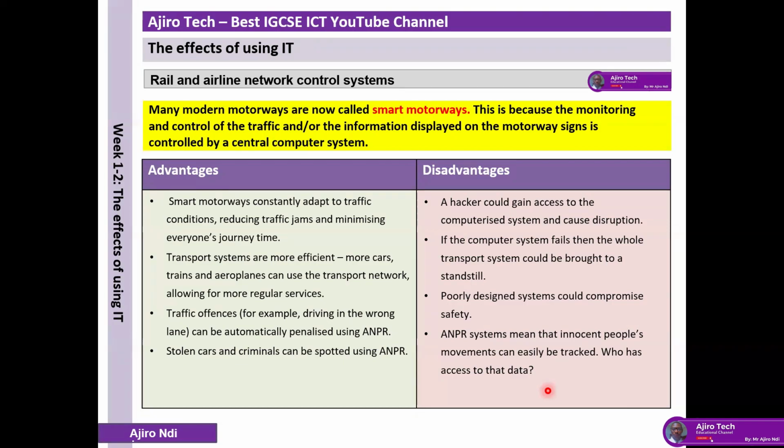It simply means that even with ANPR, innocent people's movement can easily be tracked. Because I can just key in and say, okay, I'm looking for this plate number, and it can track where the person is going and to what location. And who else has access to this data? These are questions we need to ask ourselves. Who has access to the data? Because while it is being used in protecting the lives of the innocent and catching offenders, it can easily switch the other way.